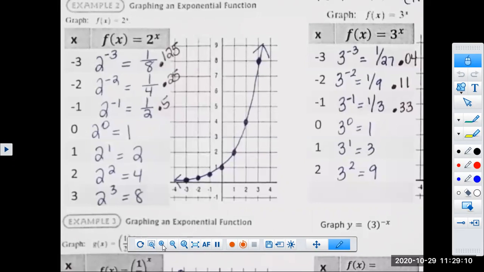Carbon dating that they use to determine, of course, how old things are, that uses exponential functions as well.